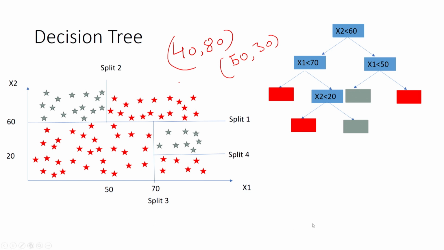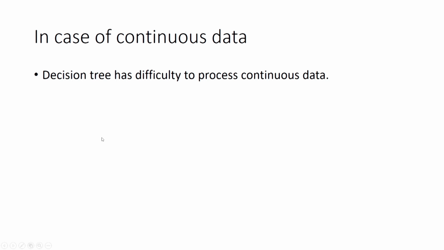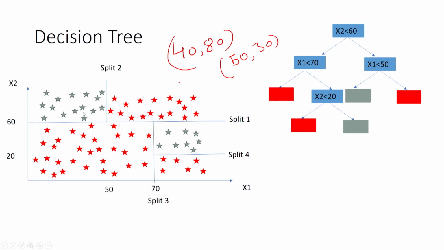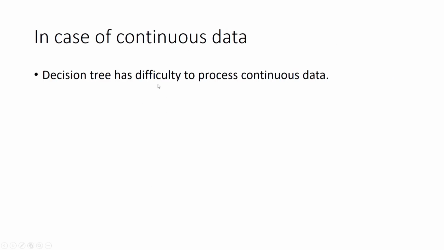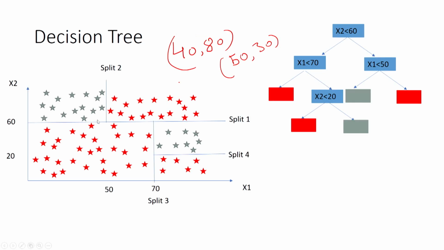So, we will see how we use this, and here what we have assumed, when we are dividing. Generally we will see later that a decision tree has difficulty processing continuous data. If your features are continuous features, it is more difficult than if your features are categorical features. You see here, in this case x1 and x2 both are continuous features.